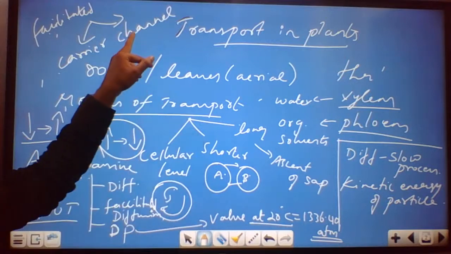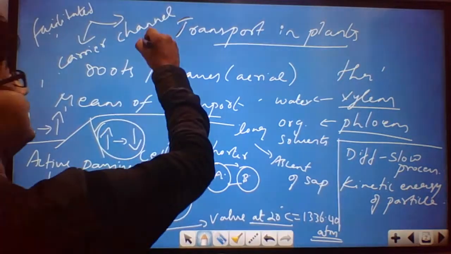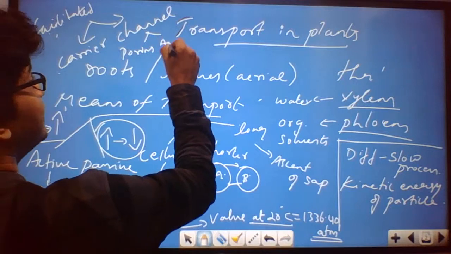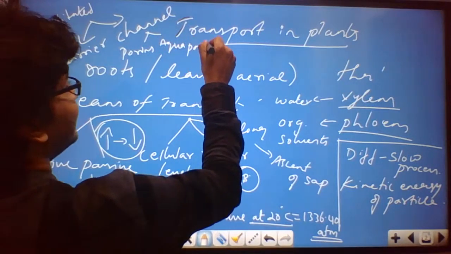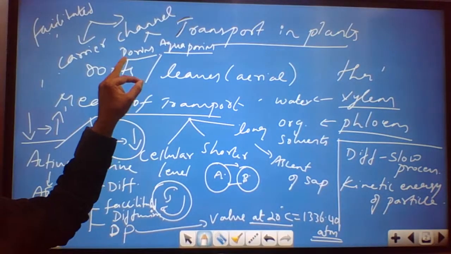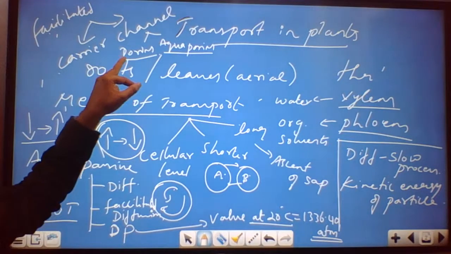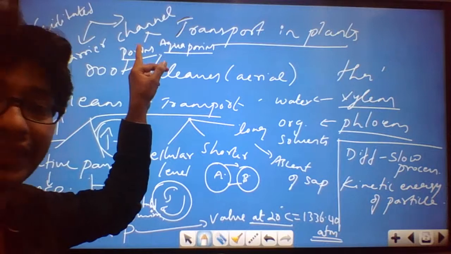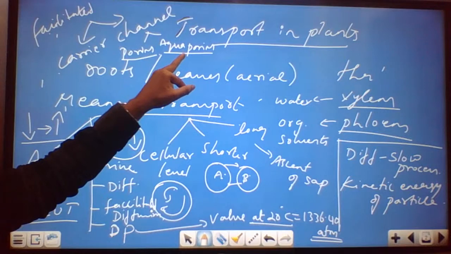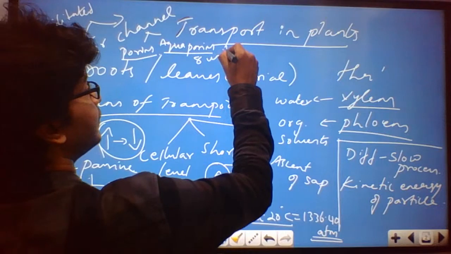And the channel type, you could see in the case of porins and aquaporins. We have two types of channel proteins, porins and aquaporins. Coming to the porins, these are pore-like structures that you could see in mitochondria, chloroplasts, or the bacterial membrane. Coming to the aquaporins, usually these are 8-unit structures. This consists of 8 units.